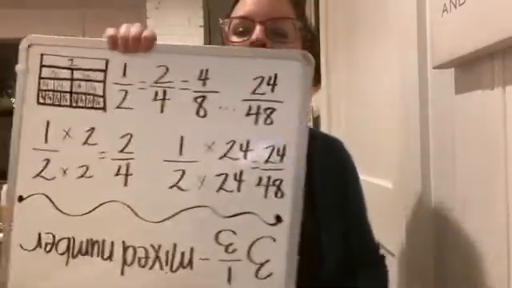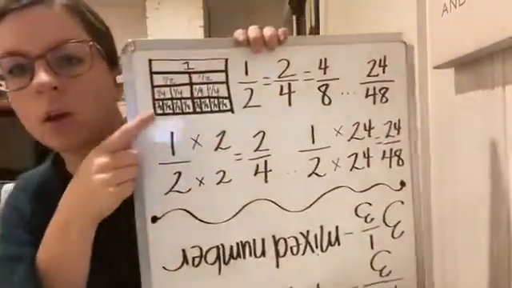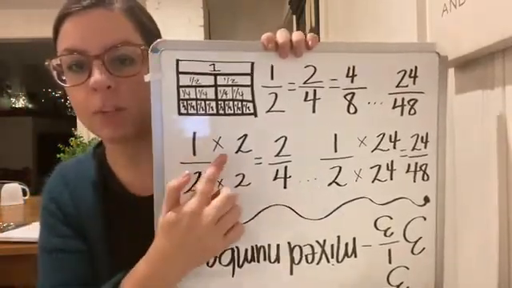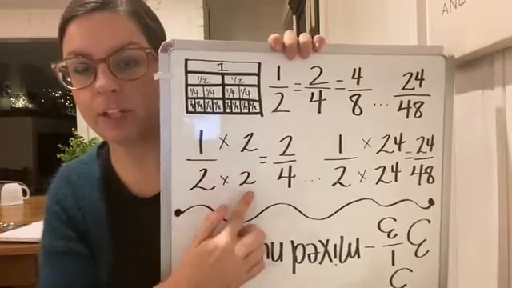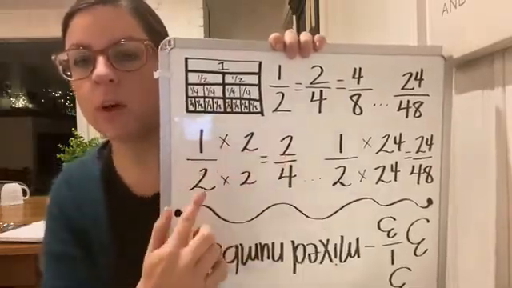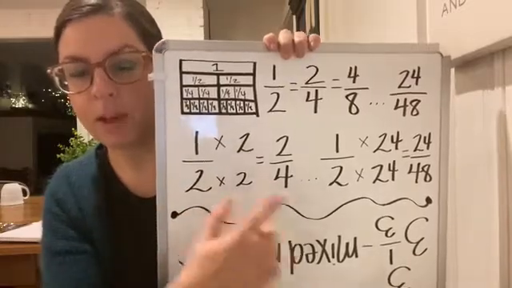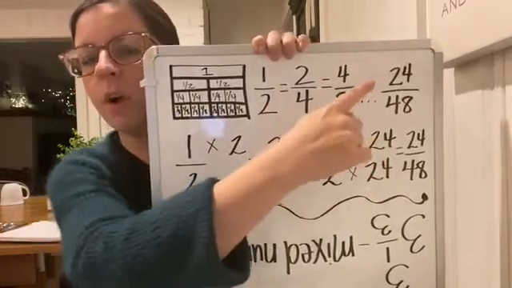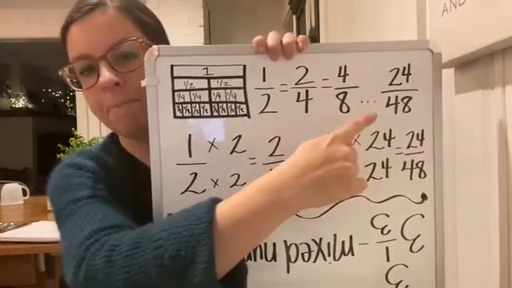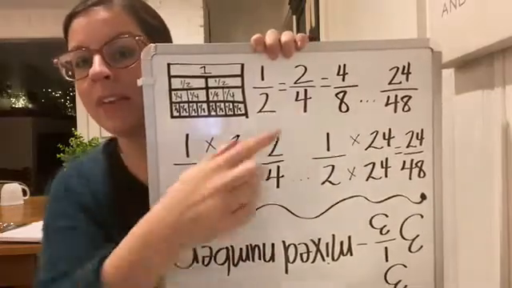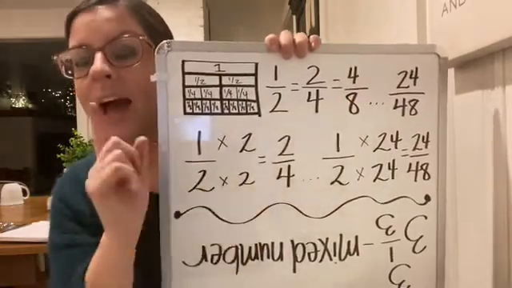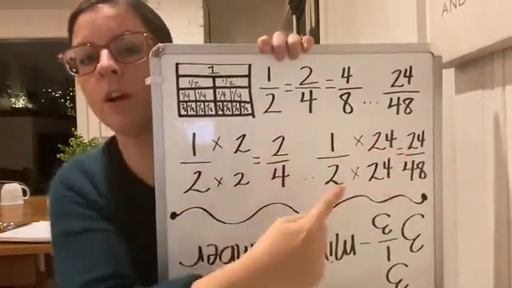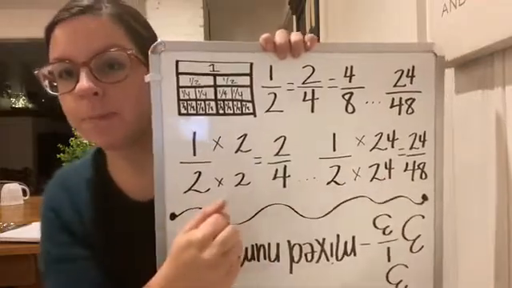Okay, so let's look at 1/2. In order to make it 2/4, we're going to multiply the top by 2 and the bottom by 2. So 1 times 2 equals 2, 2 times 2 equals 4. So 1/2 equals 2/4. Now, all the way over here, I got 24 over 48. So 1/2 equals 24 over 48 because I did the same thing to the top as I did to the bottom. So 1 times 24 equals 24, 2 times 24 equals 48.